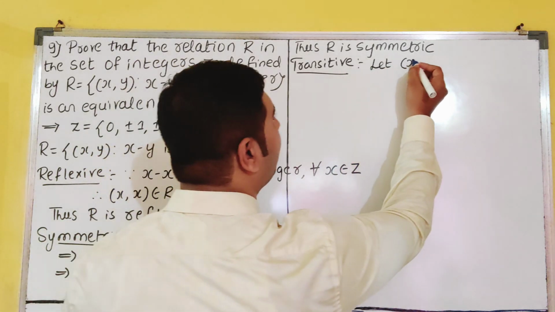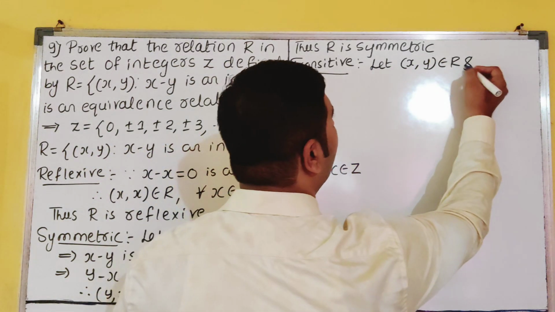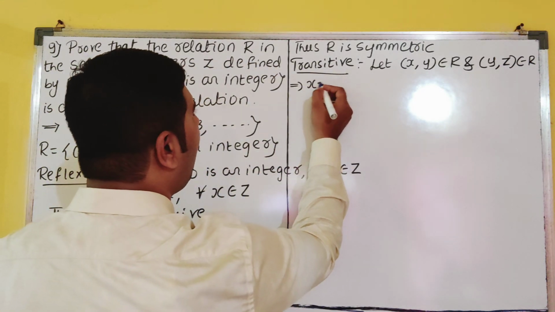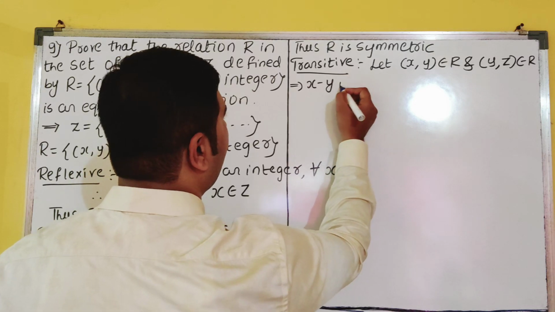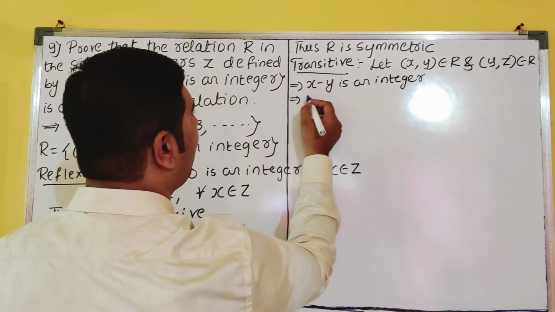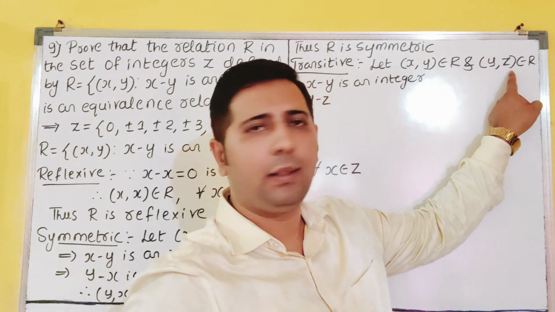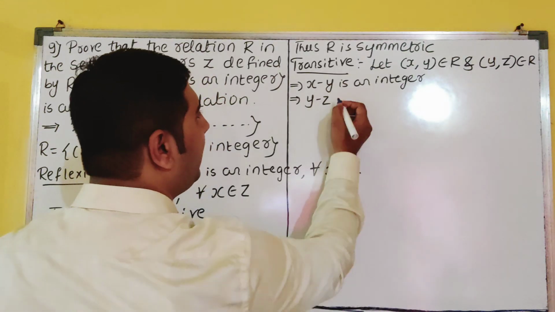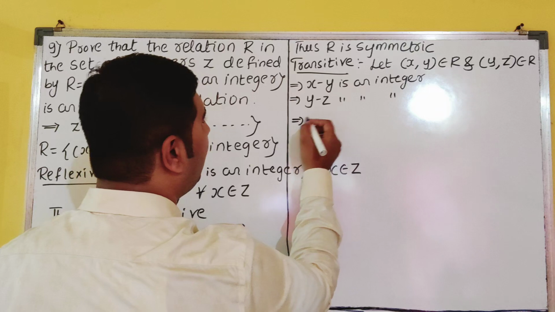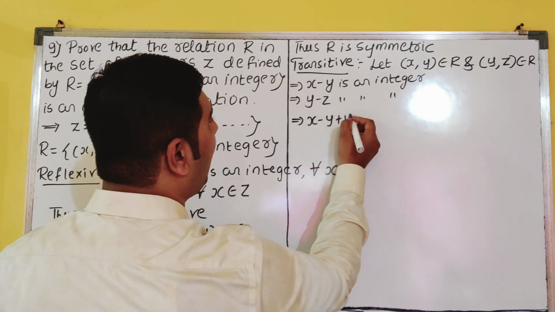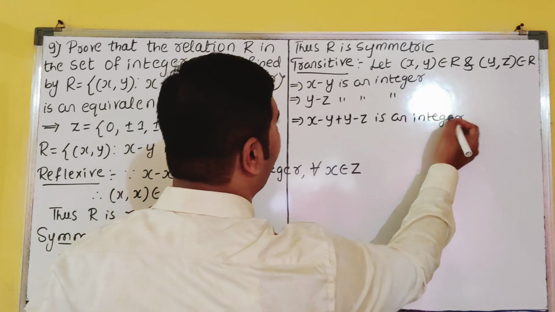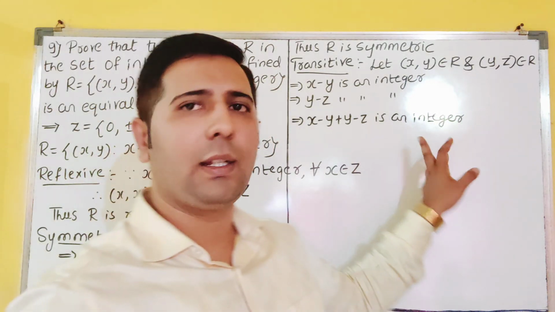Let (x, y) belong to R and (y, z) belong to R. This implies, how will we write, x minus y is an integer, and next, y minus z is an integer, dear students. Then what can I write here? x minus y plus y minus z is an integer. This is also an integer only; you will get an integer if you add them, dear students.